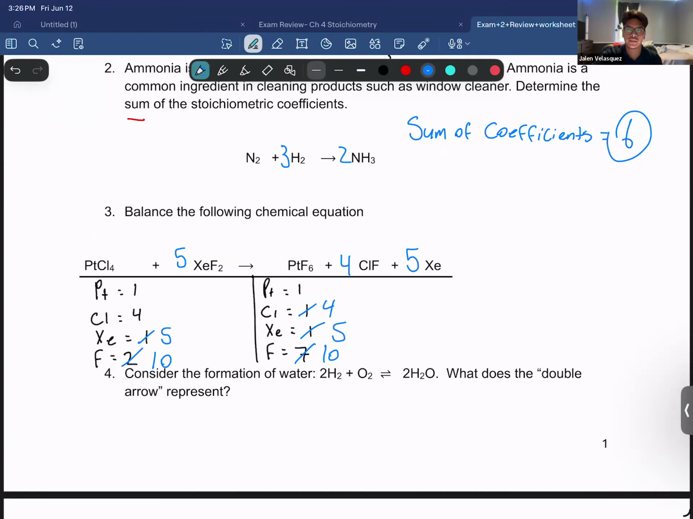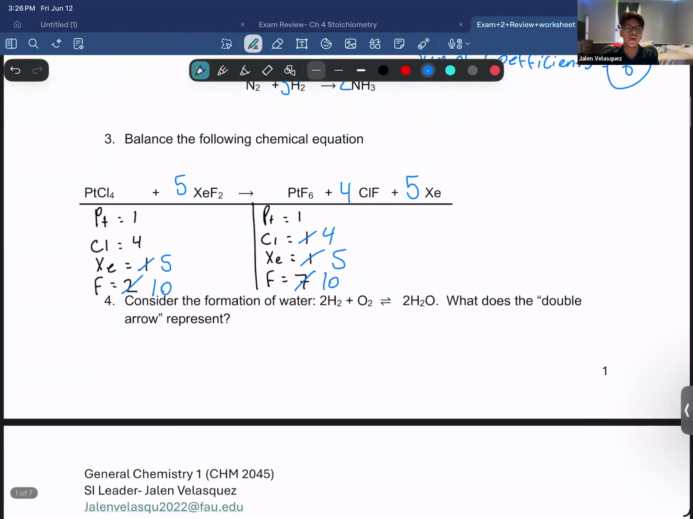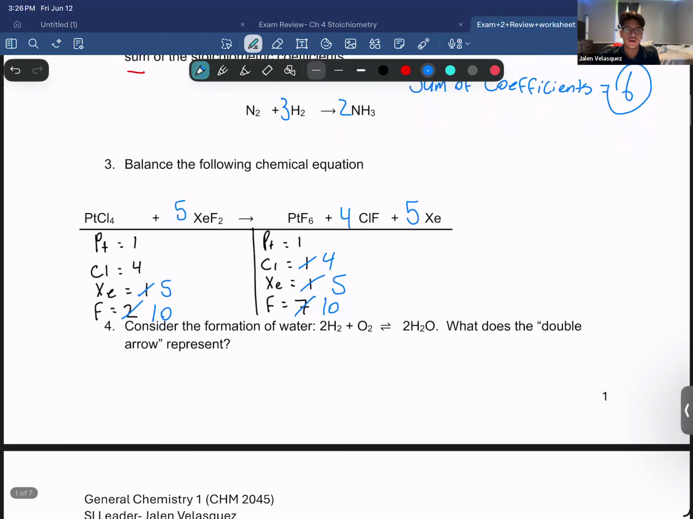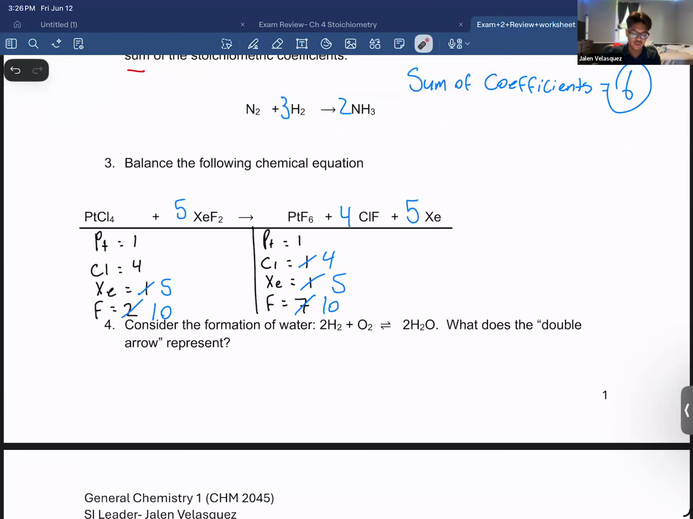All right, and if you guys have questions as I'm going, just feel free to unmute and stop me, okay? Number 4, so consider the formation of water. So here we have hydrogen with oxygen giving us water. What does this double arrow represent? Does anybody remember what this double-sided reaction arrow means?